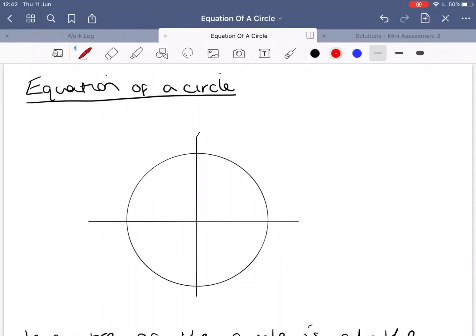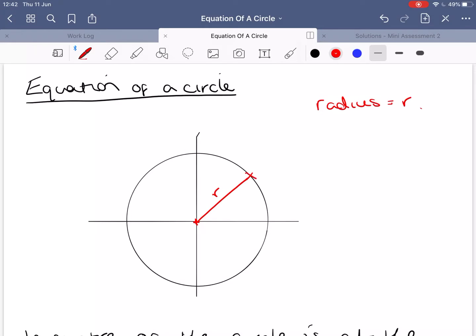Okay, so today we're going to start something a bit different and look at the equation of a circle. We're going to look at how we would write the equation of a line when that line creates a circle. So we're going to look at this circle here, and obviously it's got the centre at the origin and it's got a radius of r. So the radius, I'm just going to say, is r. And we're going to look at a point on that circle.